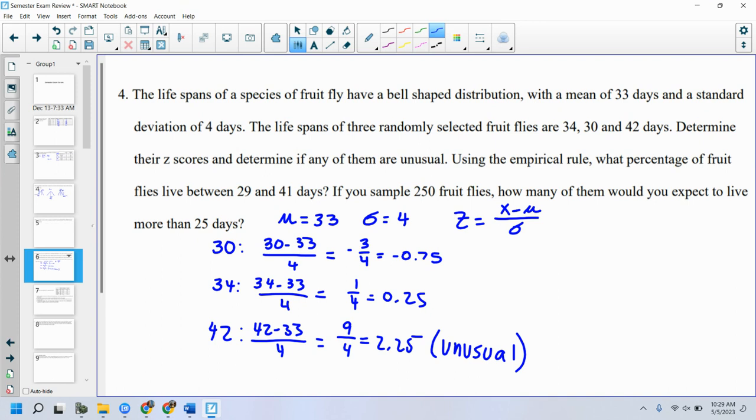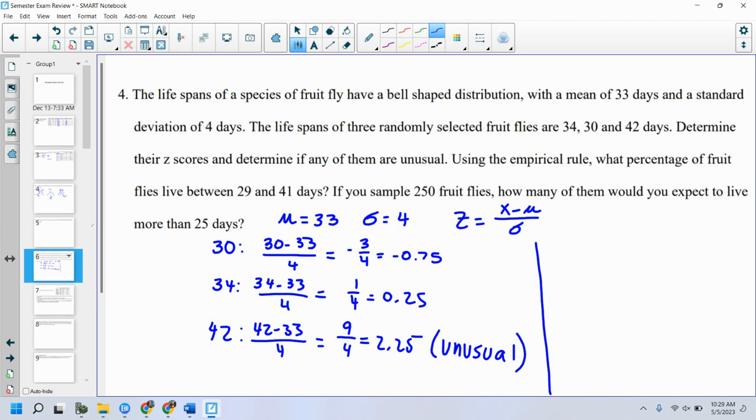Using the empirical rule, what percentage of fruit flies would lie between 29 and 41 days? Okay, between 29 and 41 days. Think about that. How far away from the mean is 29 days? 1 standard deviation. How far above the mean is 41? 2 standard deviations. Because my mean is 33, right? So plus 8 would be 2 standard deviations.